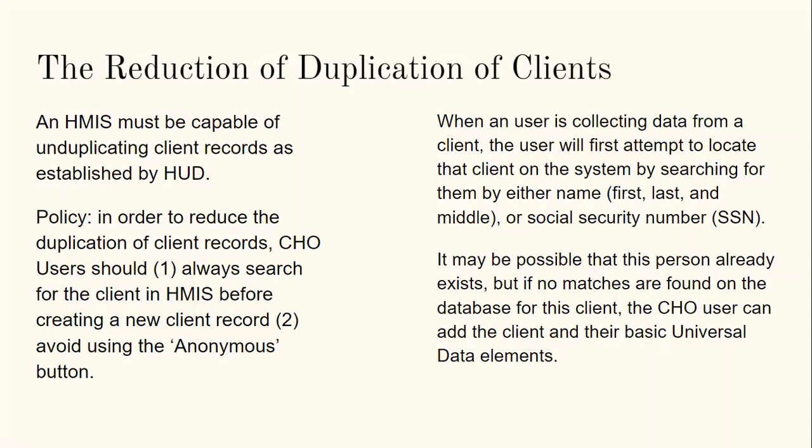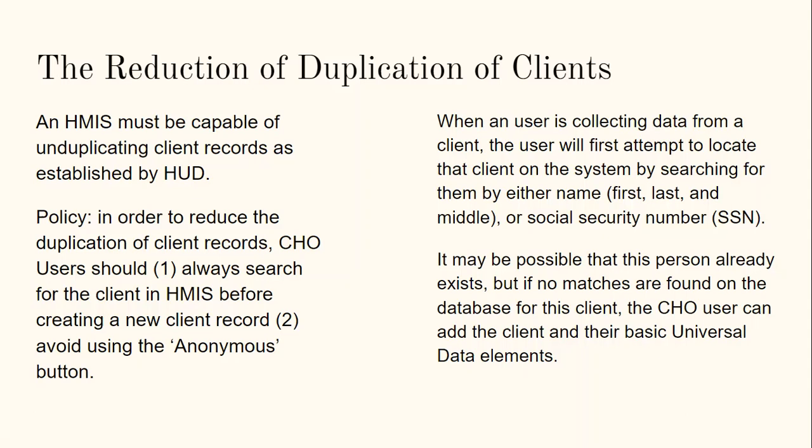When a user is collecting data from a client, the user will first attempt to locate that client on the system by searching for them by either name, first, last, and middle, or social security number. It may be possible that this person already exists, but if no matches are found in the database for this client, the agency user can add the client and their basic universal data elements.